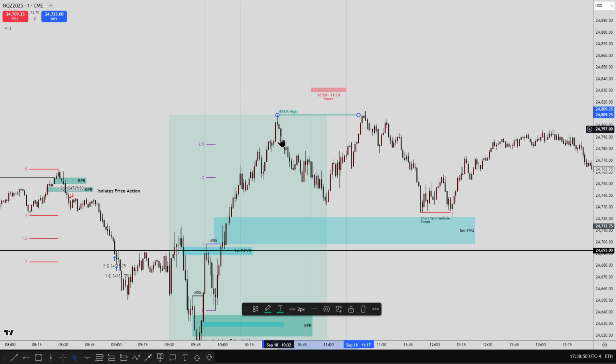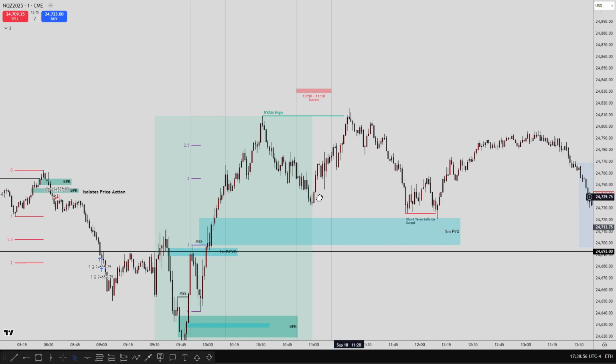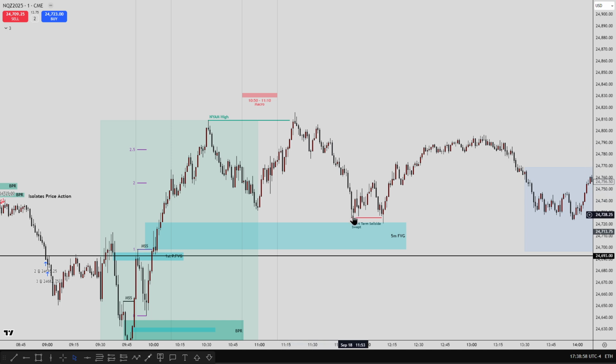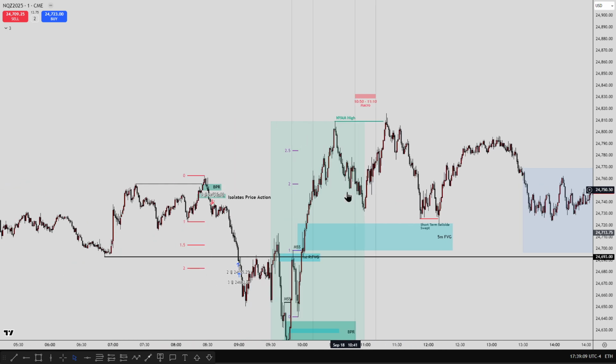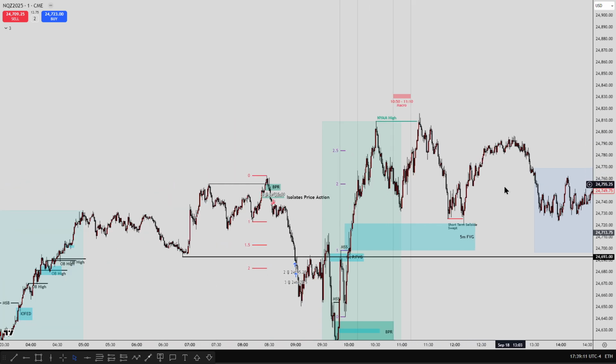So we put in this high, we start retracing prematurely. Going into the macro, we get that last little bit going into the order block. Then we kind of meander around, accumulate, gives us these lows. Short-term sell-side liquidity sweep going into the 5-minute fair value gap, and then you could have got a nice long there. But again, it tapered off, started consolidating.